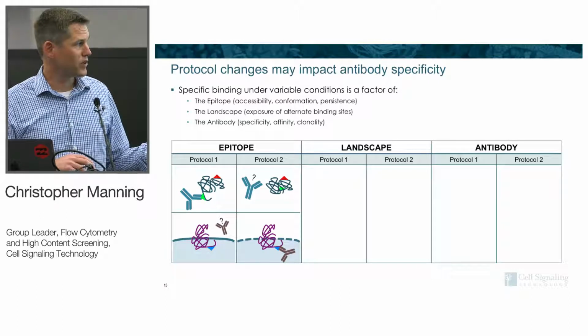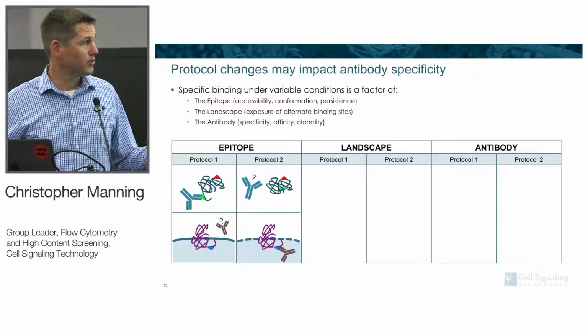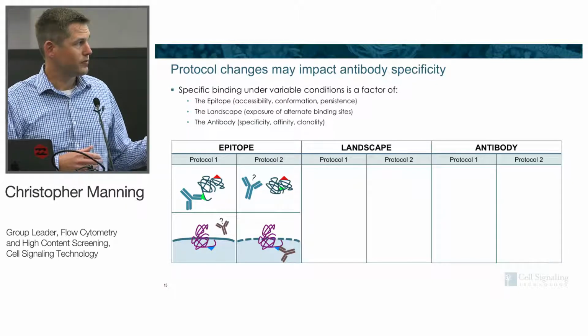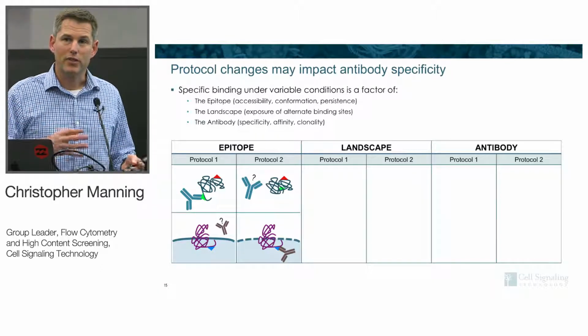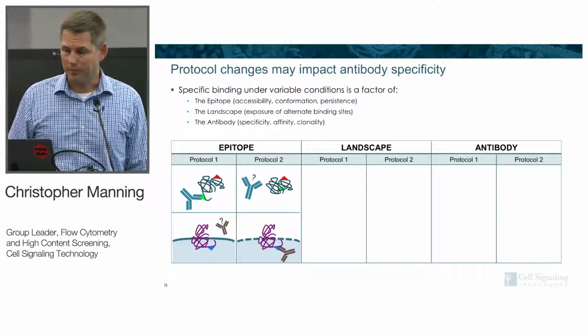Where a phosphorylation site is going to be restricted to one epitope. But if you're detecting an intracellular readout, you're detecting protein in that cell, there might be other options, other clones that might give you flexibility to use different protocols.